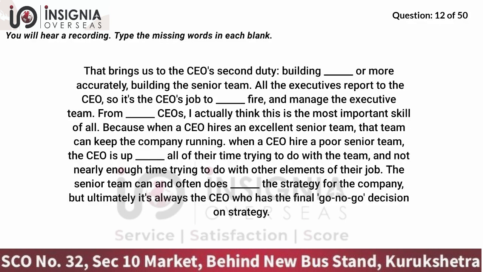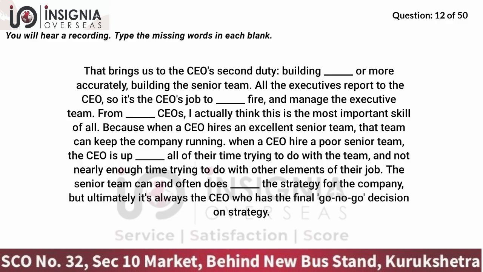That brings us to the CEO's second duty, building everyone, or more accurately, building the senior team. All the executives report to the CEO, so it's the CEO's job to hire, fire, and manage the executive team. From coaching CEOs, I actually think this is the most important skill of all. Because when a CEO hires an excellent senior team, that team can keep the company running. When a CEO hires a poor senior team, the CEO ends up spending all of their time dealing with the team and not nearly enough time on other elements of their job.